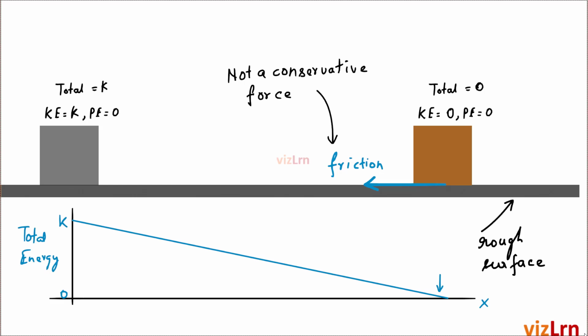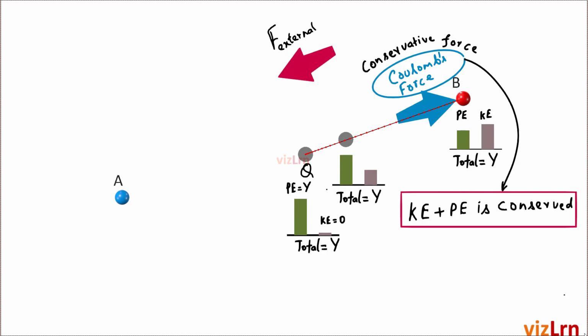Okay, so let's recap. Why is friction force a non-conservative force? That is because when the body moves under the influence of the friction force, the sum of its kinetic energy and potential energy does not remain constant. And why is Coulomb's force a conservative force? That is because when the charged body moves under the influence of the Coulomb's force, the sum of its kinetic energy and potential energy remains constant. That is, the sum of KE and PE is conserved.